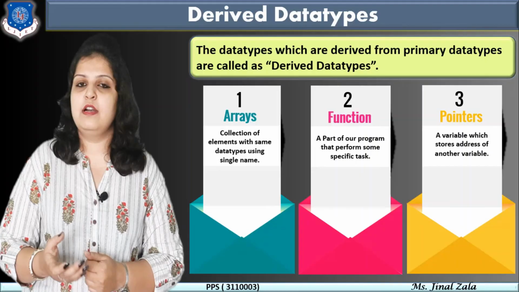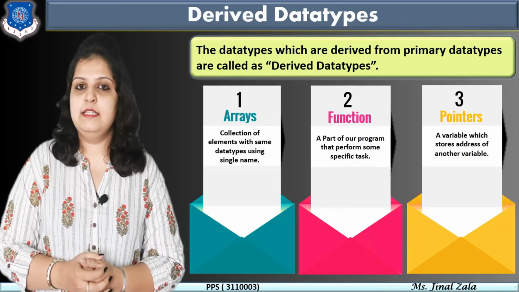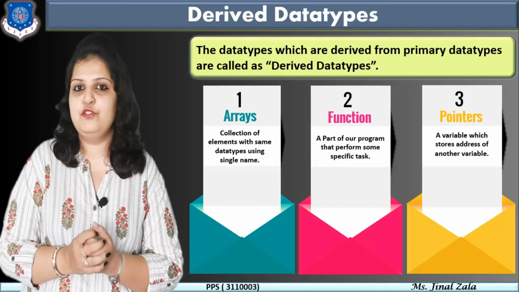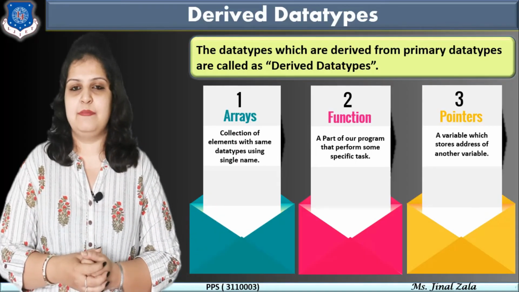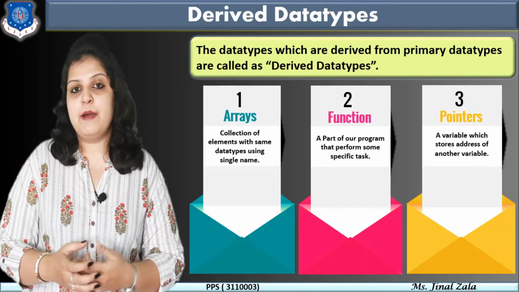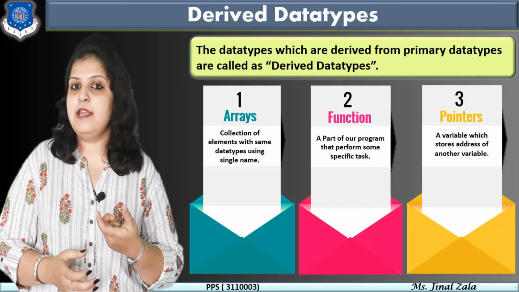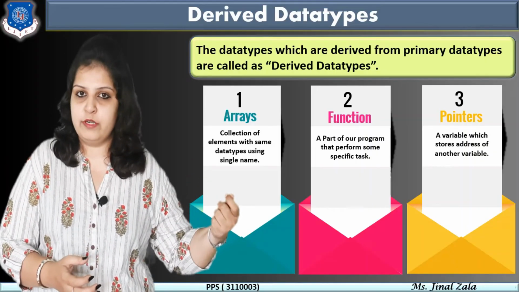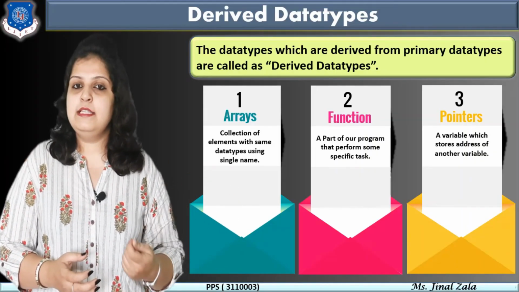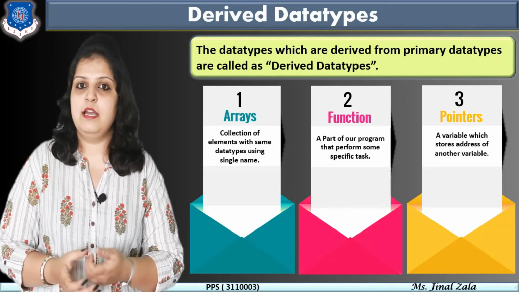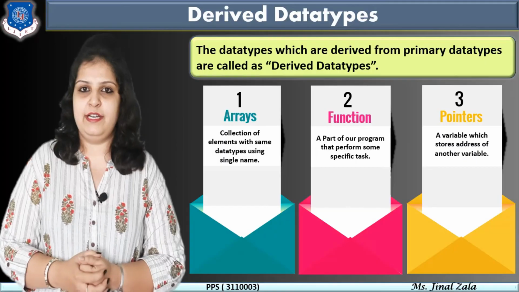So first of all, what is array? Array is one variable in which we can store multiple values together of the same data type. So this is an example of derived data type. How? Because for declaring an array you have to use integer, character or float. And these integer, character and float are nothing but primary data types.